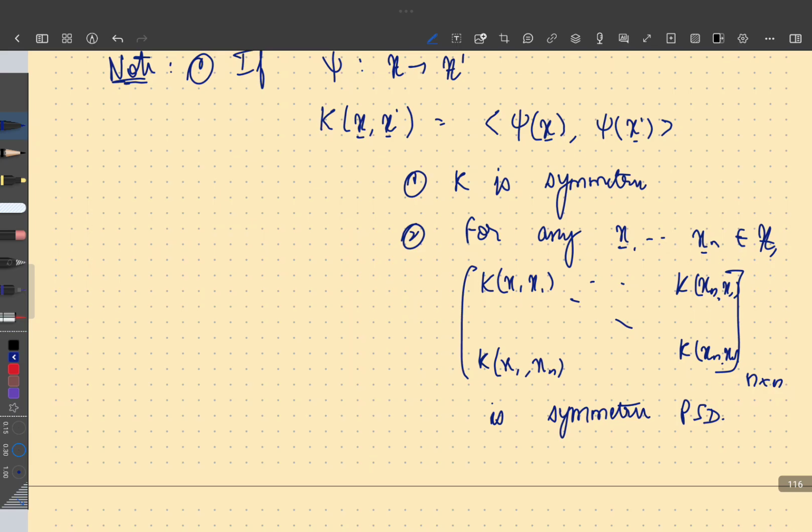Because I could potentially choose two different xi's to be the same, or some of the eigenvalues of this particular matrix could be 0. But this matrix is definitely going to be symmetric, and all of the eigenvalues are going to be non-negative.